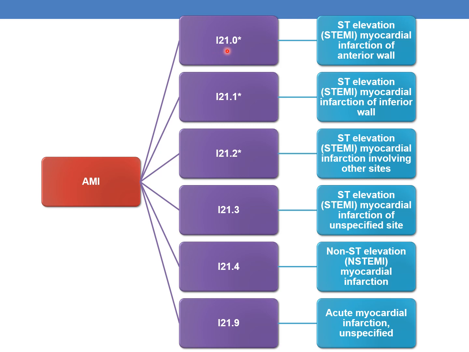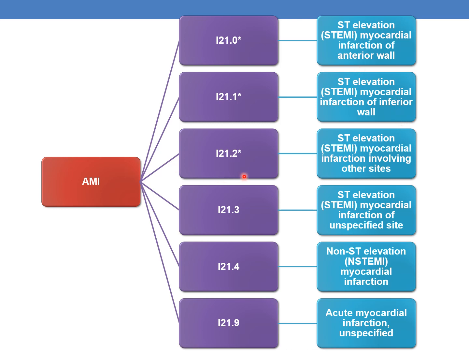The first one is I21.0. It is further classifiable, which is why it is indicated by a star mark. I21.0 deals with ST elevation myocardial infarction of the anterior wall, STEMI of anterior wall, whereas the I21.1 subcategory deals with ST elevation myocardial infarction of the inferior wall. Previously, when it is 0, it is anterior wall. Now it is inferior wall.